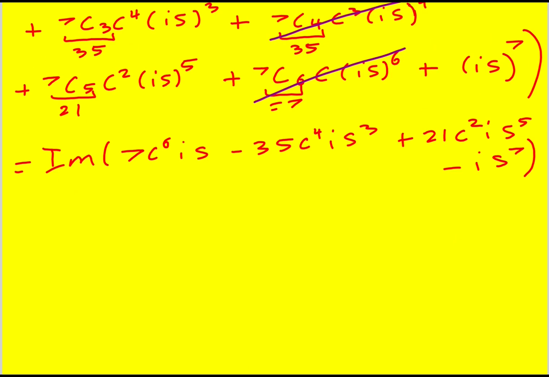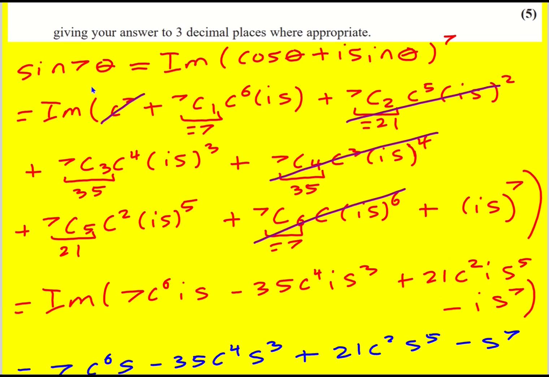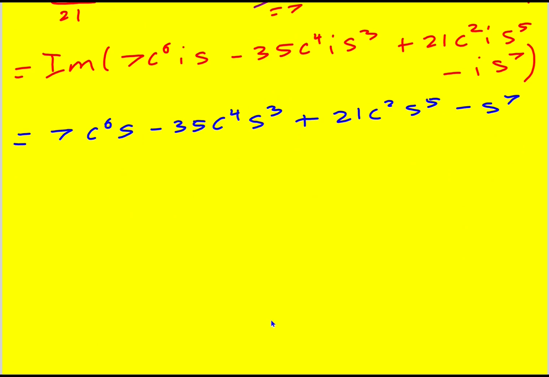Okay, so now I'm just going to write one more line. I can just basically remove the i's. We're going to get 7 c to the 6 s minus 35 c to the 4 s cubed plus 21 c squared s to the 5 minus s to the 7. Okay, that is what sine 7 theta is. I mean, this is an epic question, it has got to be said. We want to get it all in terms of sine, remember. So we've got to sort out the cosines.